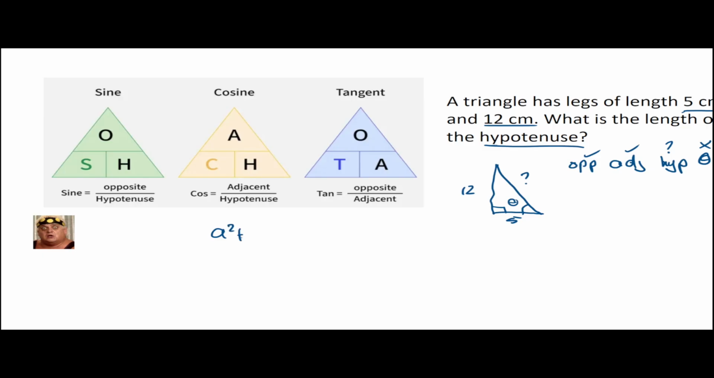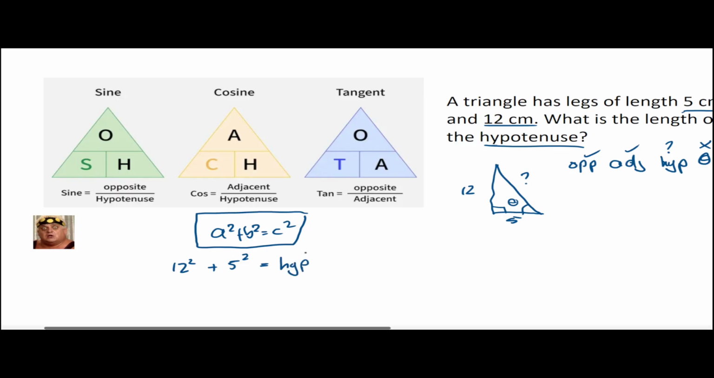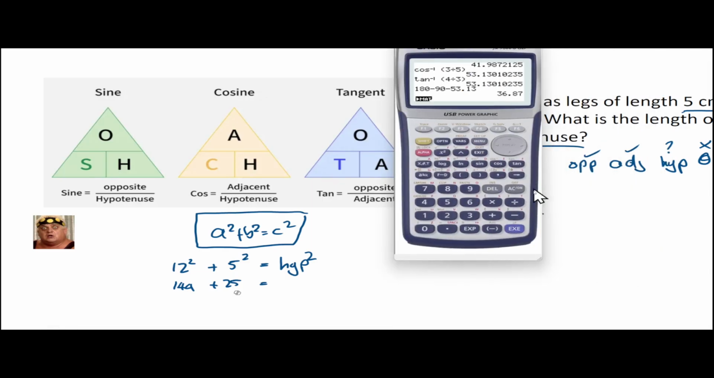So a squared plus b squared equals c squared. That's the formula that they will give you in the exam. In this case, it's going to be 12 squared plus 5 squared equals the hypotenuse side squared. So 12 squared is 144 plus 25, which is 5 squared. And we grab the trusty old calculator. So 144 plus 25 is 169.